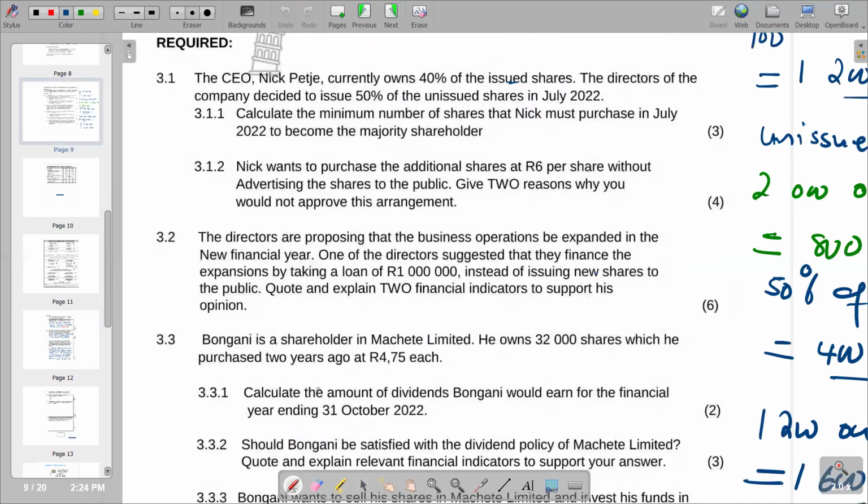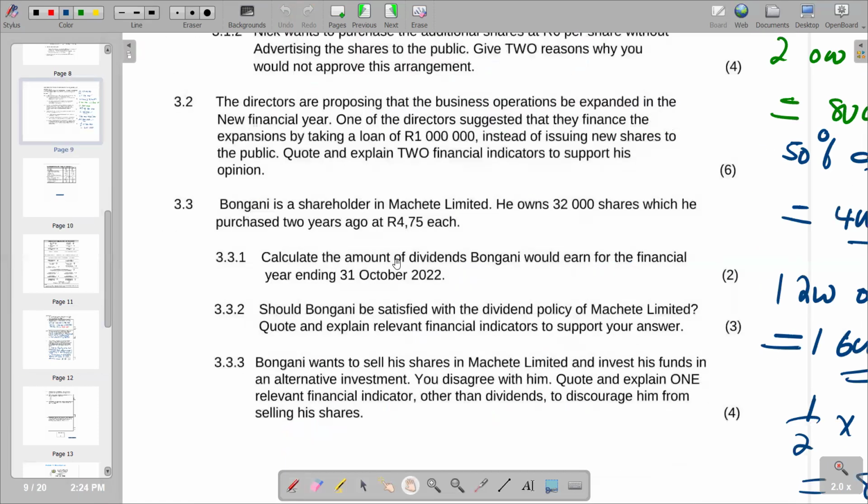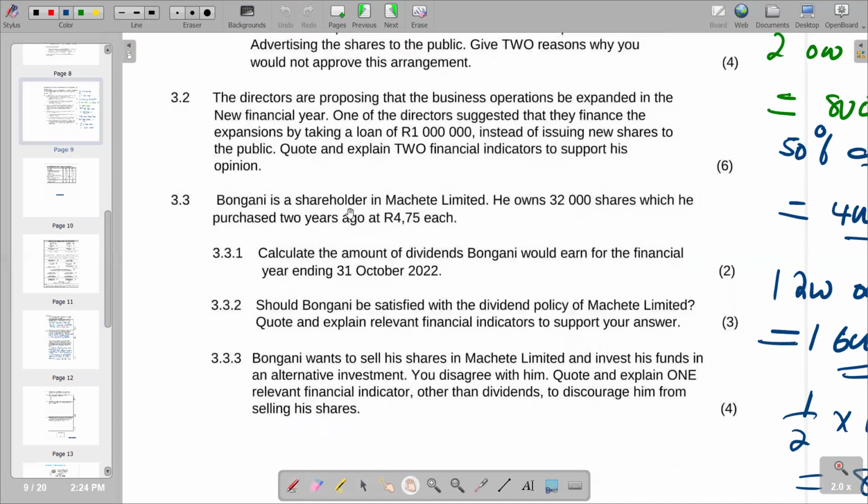Then go to the next question that we have. We are seeing that Bongani is a shareholder in Machete Limited. He owns 32,000 shares, which he purchased 2 years ago at 4.75 each. Calculate the amount of dividends Bongani would earn for the financial year ending 31 October 2022.